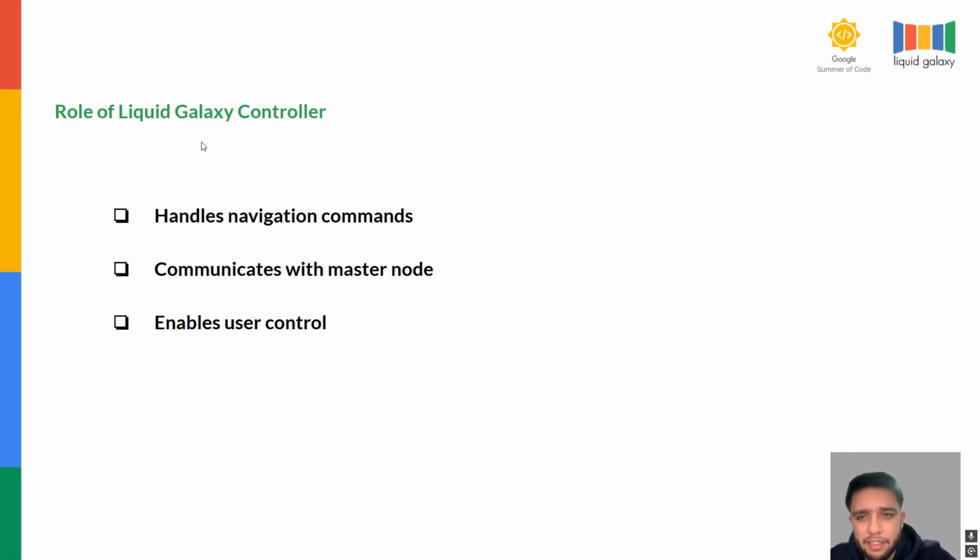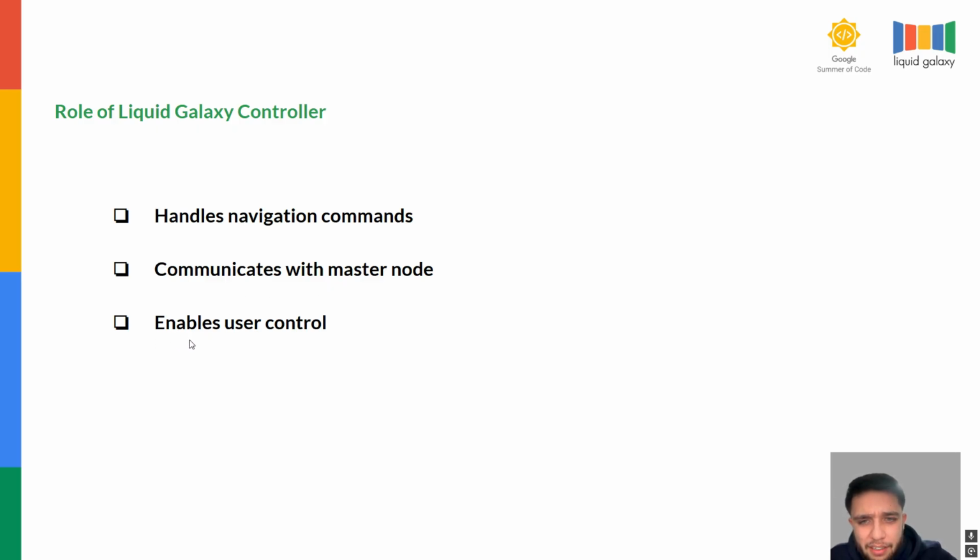Role of the Liquid Galaxy controller. The Liquid Galaxy controller mainly handles navigation commands. This means whenever a user wants to move to a different location, zoom in or zoom out, rotate the view, or switch between different scenes, the controller processes these actions. It acts as a bridge between the user and the system. The controller also communicates with the master node, and after receiving user commands, it sends them to the master node, which then distributes these instructions to the slave nodes. This ensures that every screen responds together in a synchronized way.